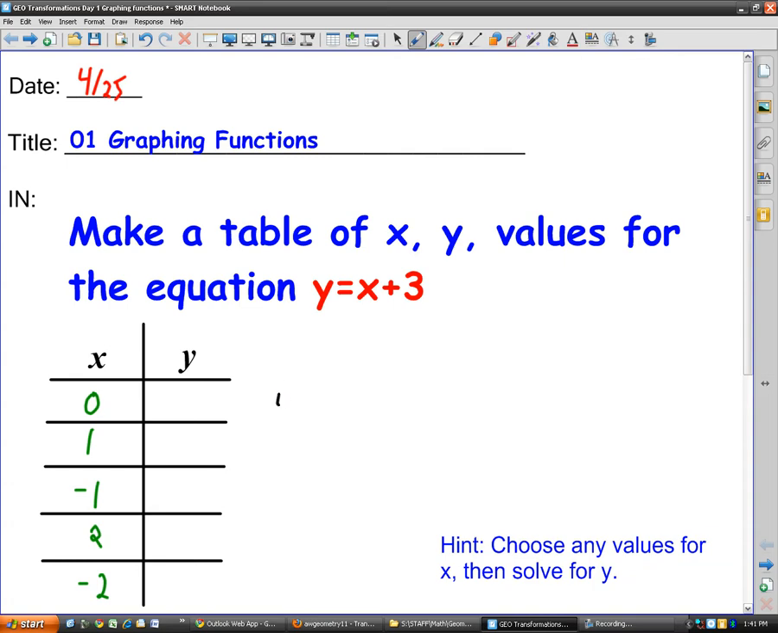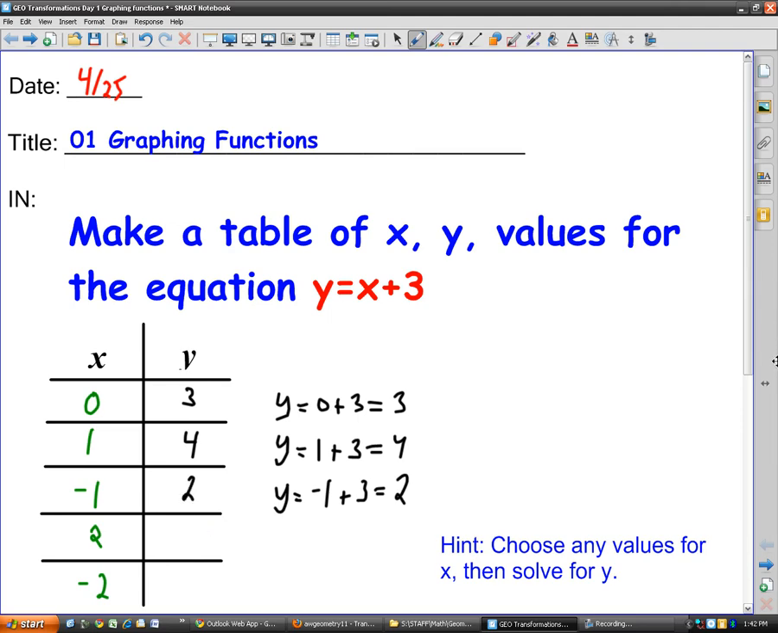So I'm going to say y equals 0 plus 3. If I simplify that, I find out that y is just 3. If I plug in 1 for x, I get 1 plus 3. I find out y is 4. If I plug in -1, now I have my change in signs, so I end up with -1 plus 3. I owe somebody $1. I have $3. So when I pay off my owing, I now have a 2.